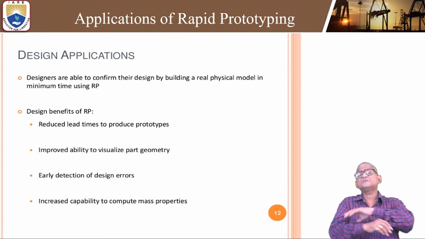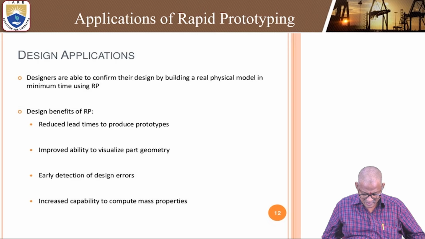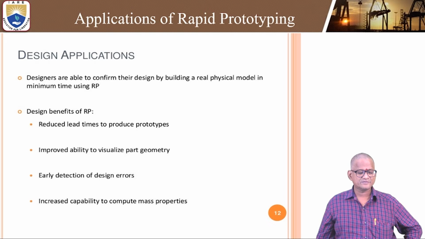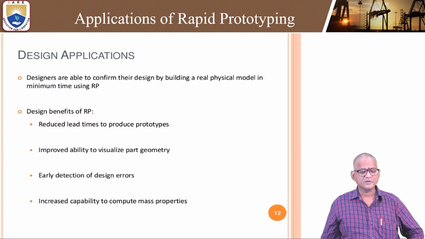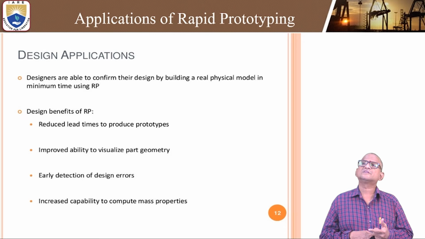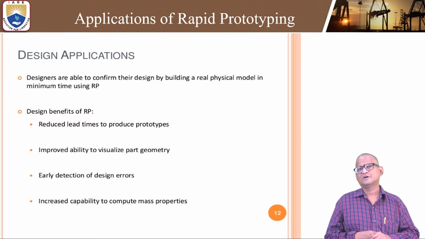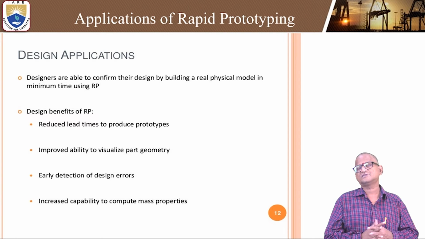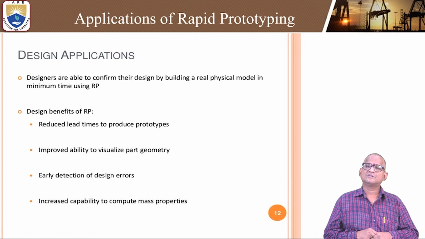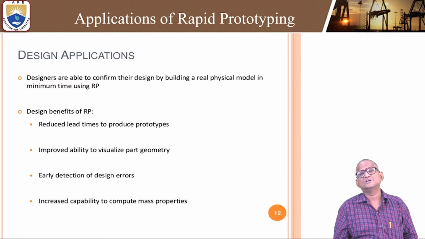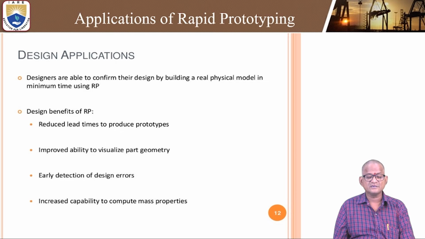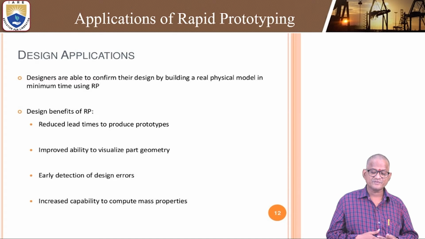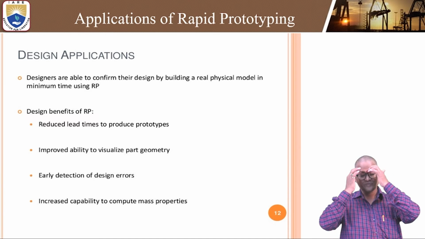And coming to the applications of rapid prototyping or 3D printing, it is most widely used for its design benefits, especially for real world physical problems. Even at IIT Madras, they are using 3D printing for constructing houses. Even industries are manufacturing machines using 3D printing. So designers are able to build a real physical model in minimum time using rapid prototyping.